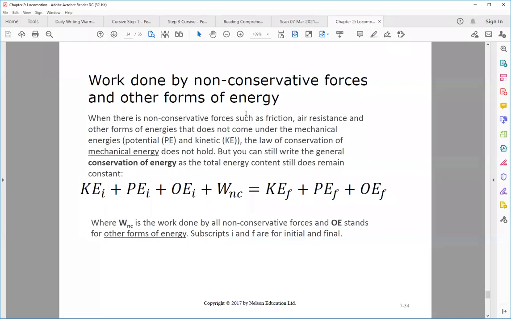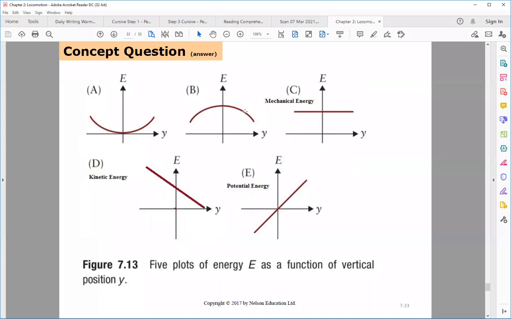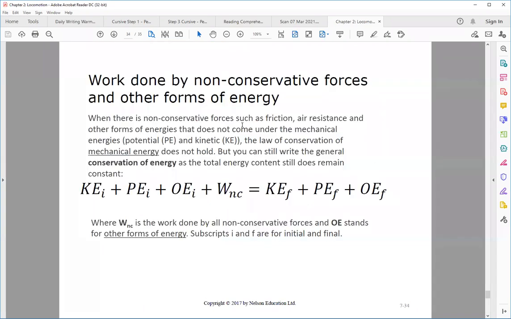So here for chapter 7, like I said, the last thing we did after this concept question, if you remember, was elastic collision. Now we decided to drop elastic collision. It will not be included in the midterm. Instead, we're going to include this part.